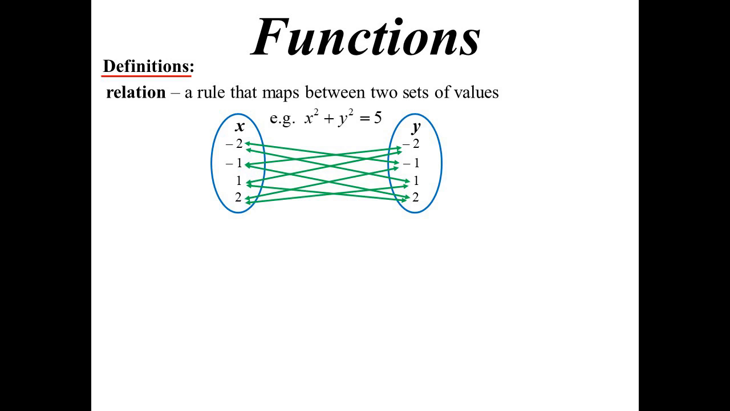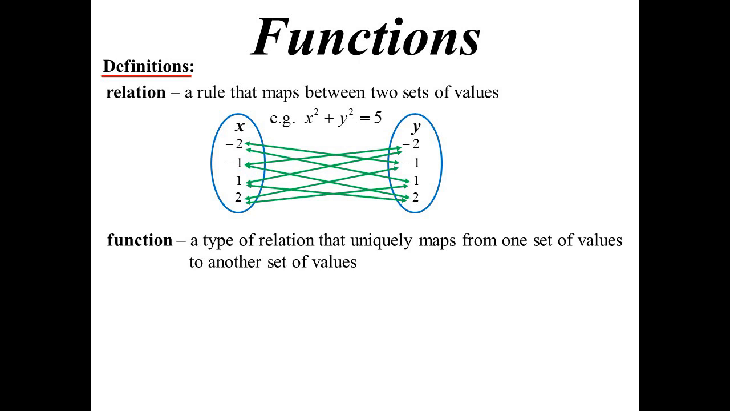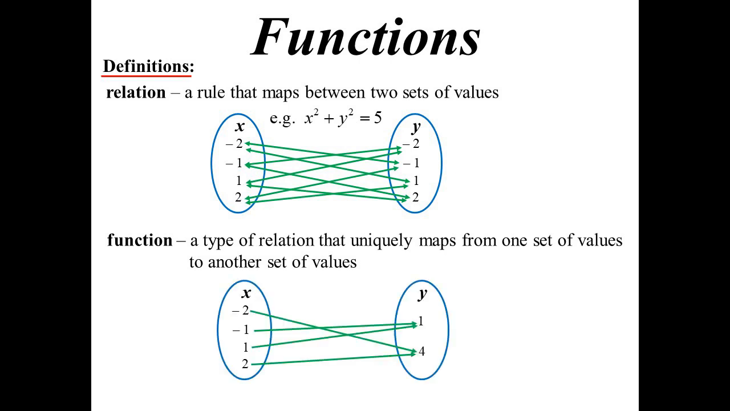So a relation is any map you like, whereas a function is a specific type of relation. So it's unique in that it uniquely maps from one of the sets of values to another set of values. So you don't see the lines going backwards and forwards like the relation there. Everything's going from x to y. I put in an x, I get a y. And so -2 there goes to 4, -1 goes to 1, and so on. That one is y equals x squared.